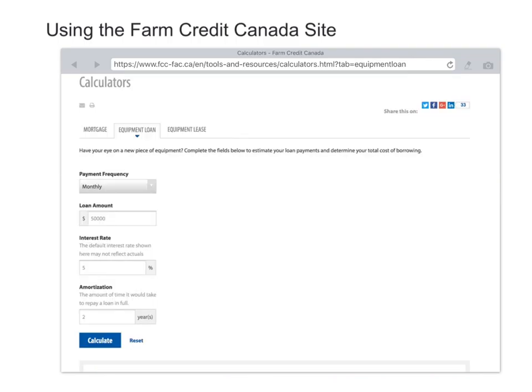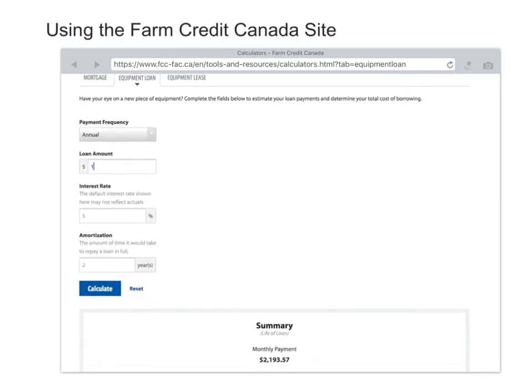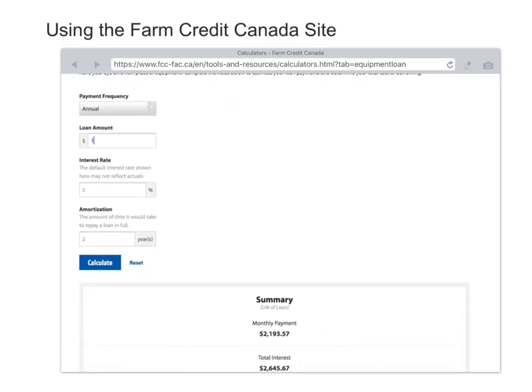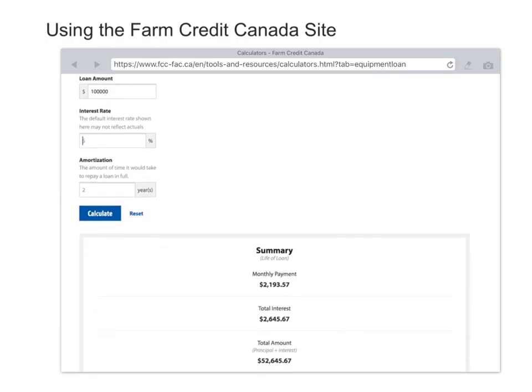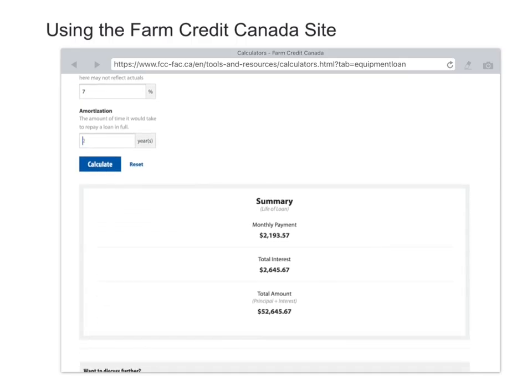And once we have the equipment loan, you have an option of choosing your frequency of annual, semi-annual, quarterly, monthly, bi-monthly, weekly, etc. So we'll just start right now with annual interest. And let's say I want an equipment loan of $100,000 or just a loan of $100,000. And the interest rate we could use is, let's go with 7%, which is fairly high right now. But I want to amortize it over a period of 6 years.